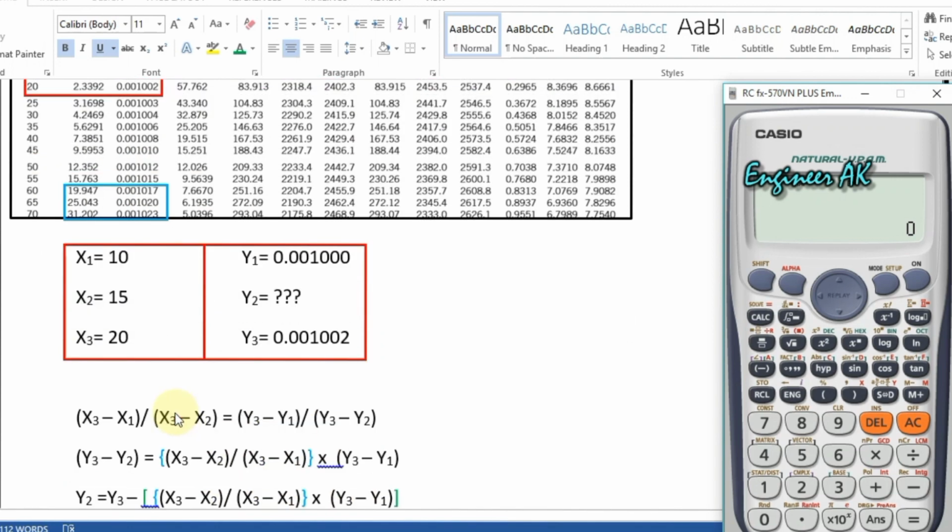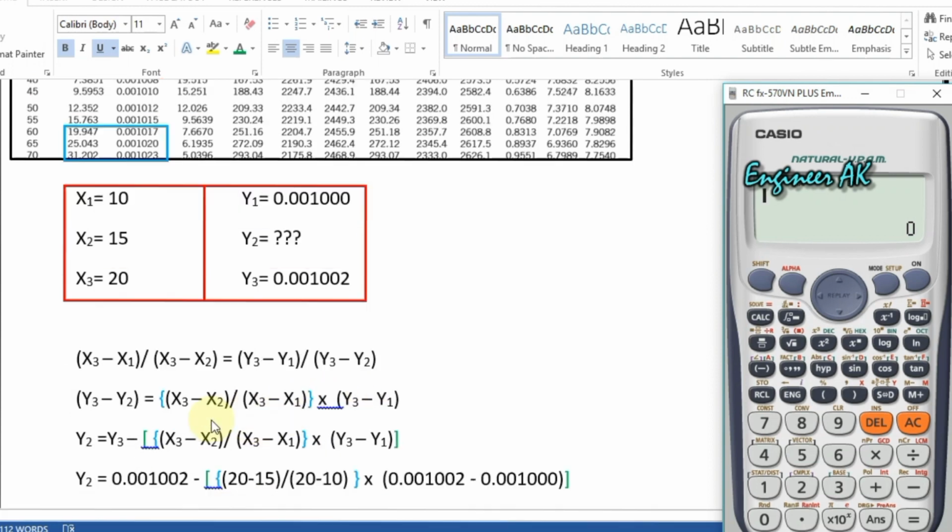If we do it manually, we know that the formula is third minus first divided by third minus second, and the same on this side. If I rearrange this equation, I get y2 equals y3 minus, in brackets, x3 minus x2 divided by x3 minus x1, whole multiplied by y3 minus y1.